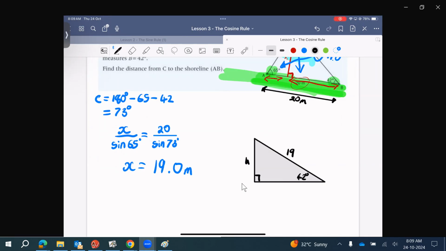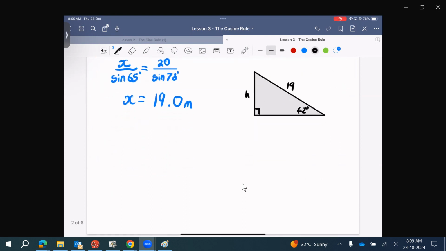Okay, so which one do we need? From SOHCAHTOA, which one do we want? Sine. So sine equals opposite over hypotenuse. We're after the opposite, so h equals 19 sine 42. What do we get there? Lucas? 12.7. Okay, verified by Kai. I'm good with that.